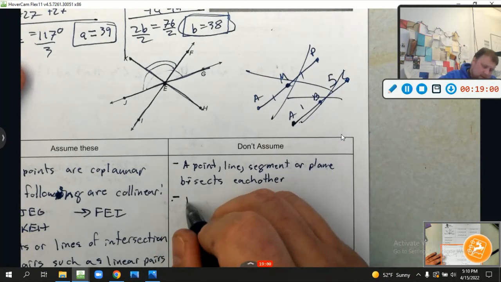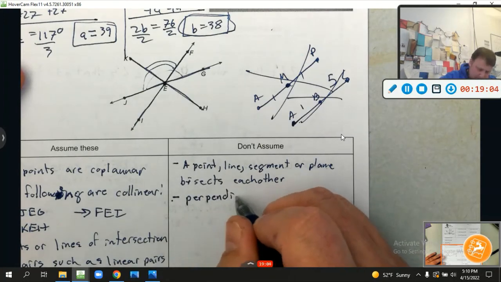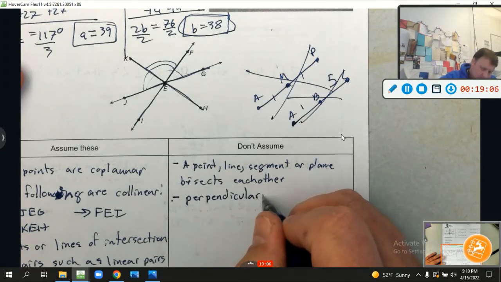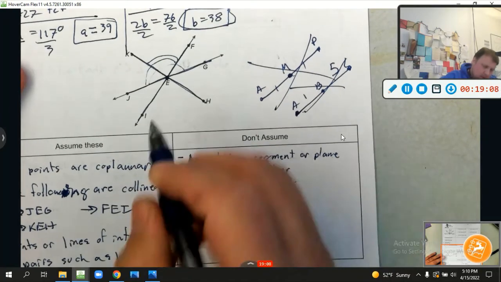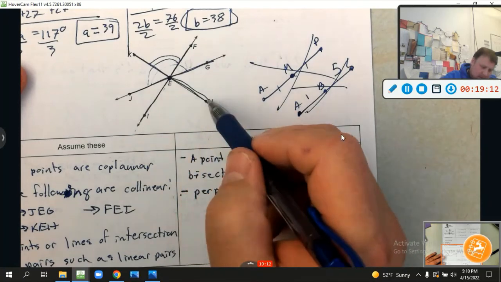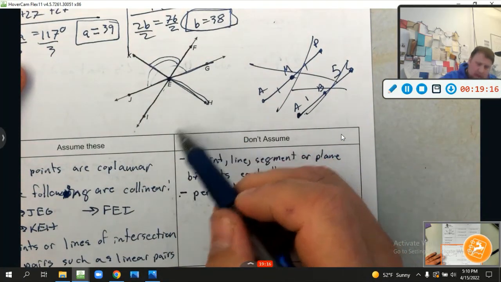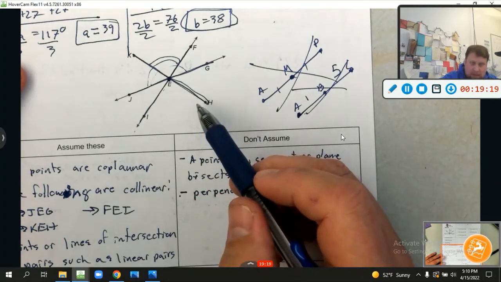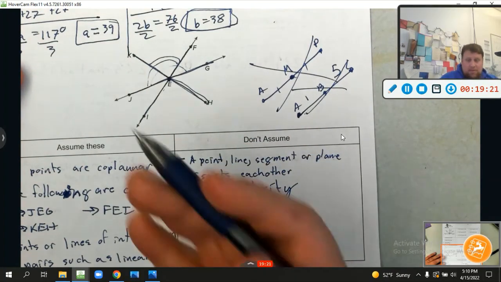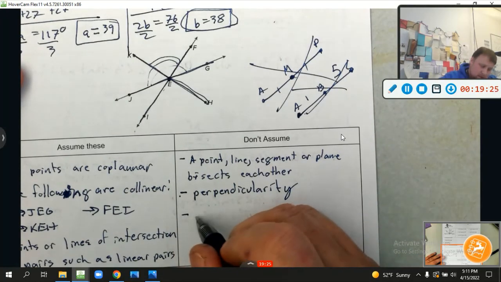I also cannot assume perpendicularity. What do I mean by that? Well, if I look, it almost looks like I have a perpendicular segment right here. That IEH would be 90 degrees. It looks like that. But I can't assume that. Maybe we just drew it that way. Can't assume it. Can't assume congruence of angles.